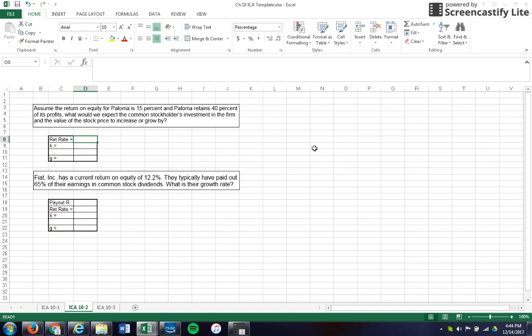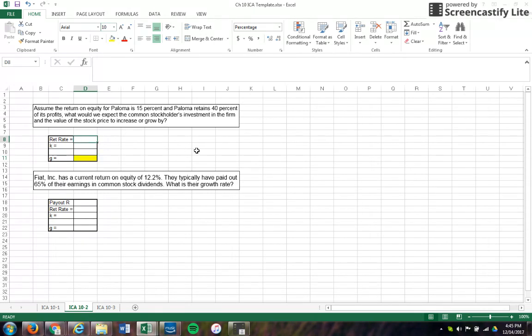We can have our retention rate and multiply that times our rate of return, and that'll give us our growth rate. So for example here, let's do the first one. Assume the return on equity for Paloma is 15%, so ROE, return on equity there, is given as 15%, and Paloma retains 40% of its profits. What would we expect the common stockholders' investment in the firm and its value of the stock price to increase or grow by? In essence, it's asking what is the growth rate for Paloma.